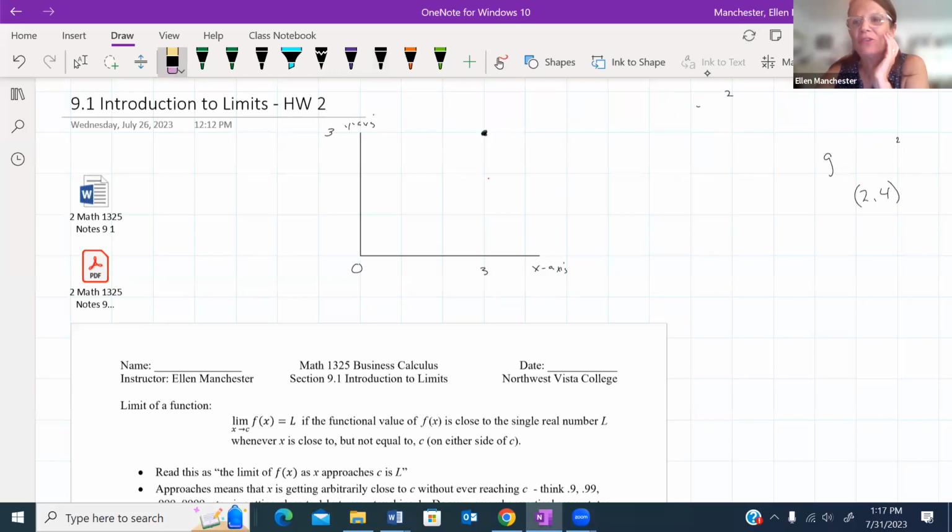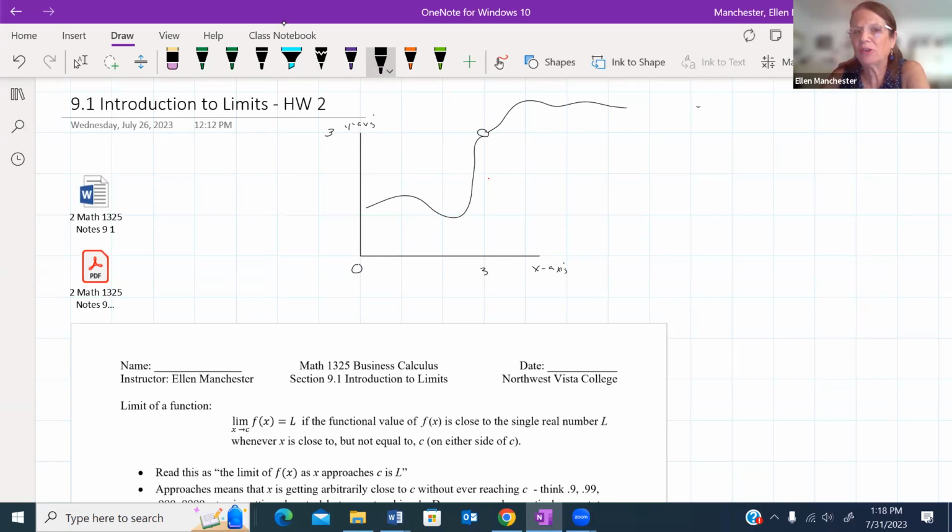So if we were looking at this graph, and let's say now we have a value here, but it's an open circle. Remember, closed means the value exists there, that there is a value at that point. When you have an open circle, it means there's no value there. So when x is 3, there's nothing going on there. But with calculus, we can look around the function and ask, what's going on around it?